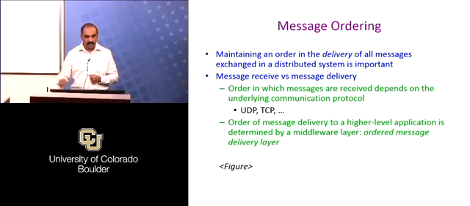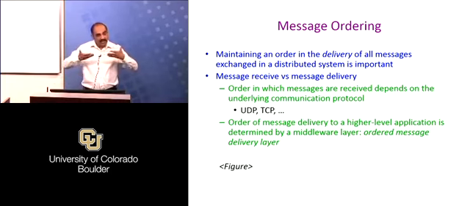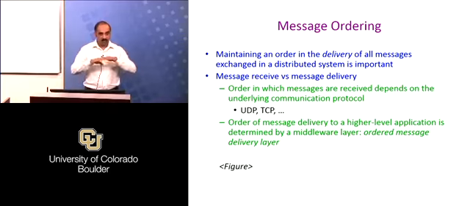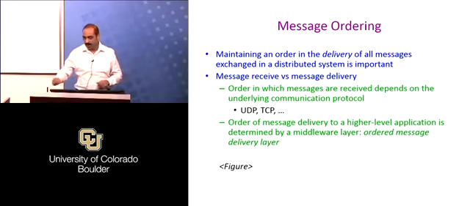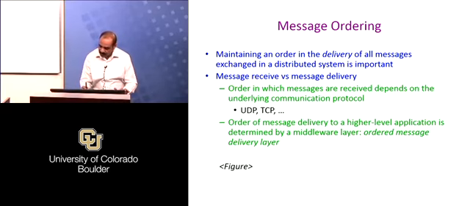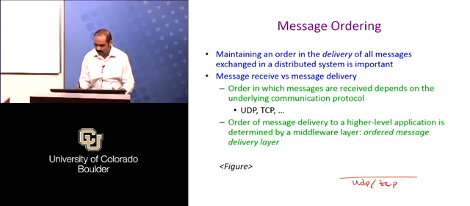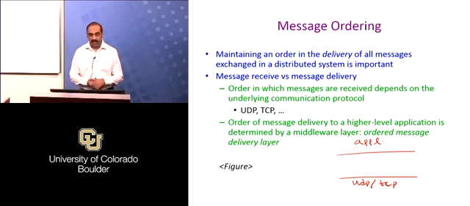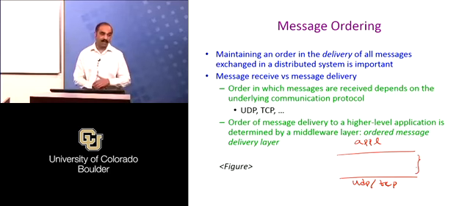Now the order of delivery of a message to a higher level application is determined by yet another layer that we build on top of this message exchange system. So what I'm saying here is you have the basic message exchange protocols like UDP or TCP or any other message exchange protocol, and you have an application running here, your distributed application. The idea is this is what is called the middleware layer.